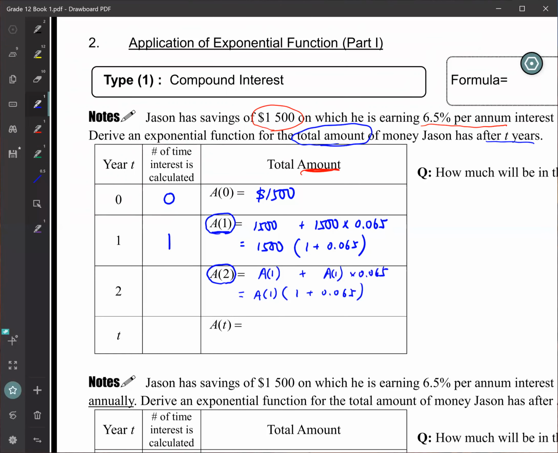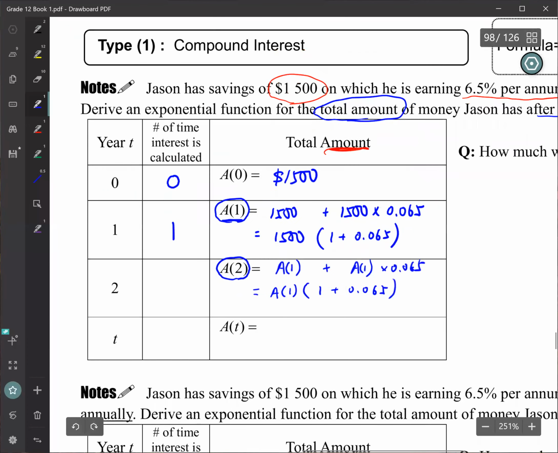Can you raise your hand if you follow up to here? Anyone has questions? How do we get here so far? I don't get why the 1 plus 0.065. Which box? This box or the next box? The first box?